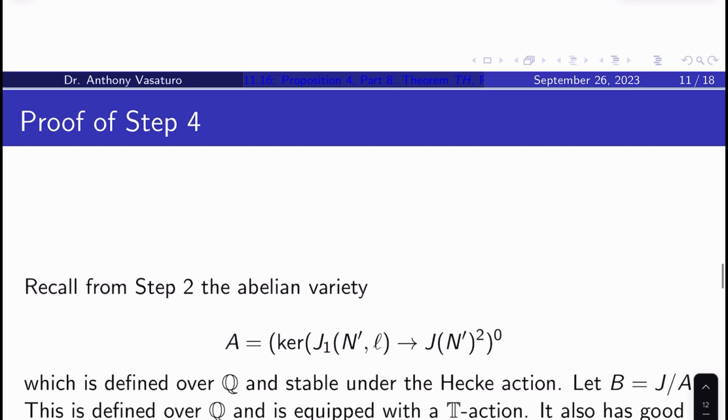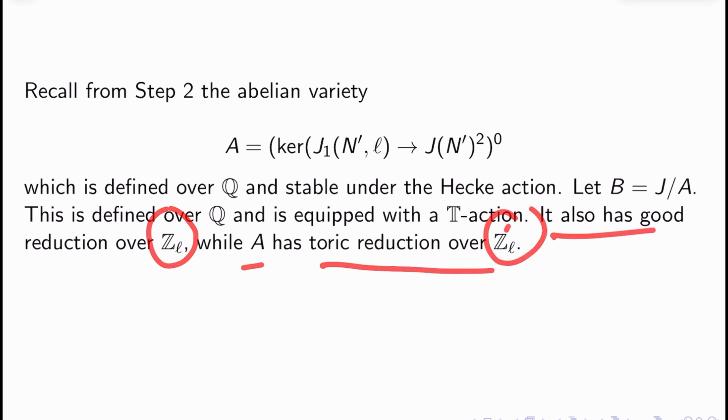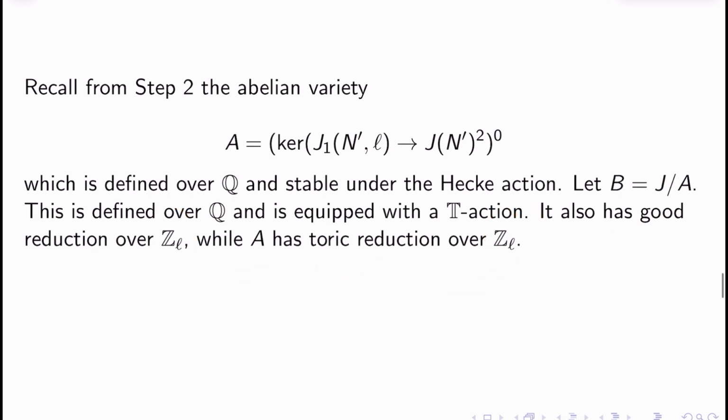Okay. Step 4, we're going to recall from step 2 that the abelian variety A, which was the kernel of the map from J_1(n′L) to J_1(n′)^2, and then take the identity component here, is defined over Q and stable under the Hecke action. So we have this. We'll let B equal J mod A. This is, of course, defined over Q because J and A are, and it's equipped with a T action because J and A are. It also has good reduction over Z_L, while A has toric reduction over Z_L. I think we proved this last part in this video, actually.